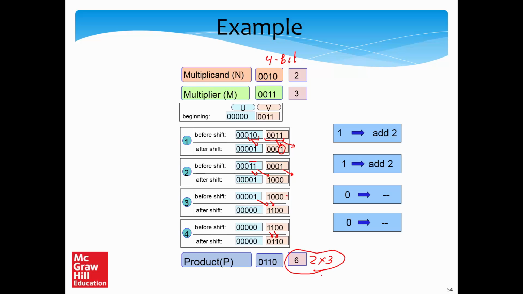And how is this happening? We are considering each bit of the multiplier, and based on that we are either adding the multiplicand to the partial product, or we are doing nothing if the bit is 0.